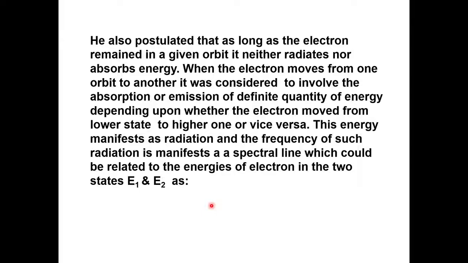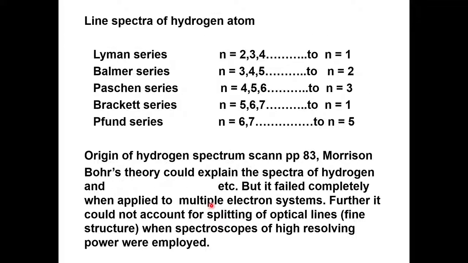So this energy manifests whenever an electron moves from one energy level to another energy level: the energy is dissipated as radiation. Because the energy is fixed, the frequency of such radiation manifests as a spectral line, which could be related to the energies of the electron in the two states, the previous higher energy state and the lower energy state, that I designate as E1 and E2. The difference between E2 minus E1 is the energy difference that is radiated as heat or a spectral line.